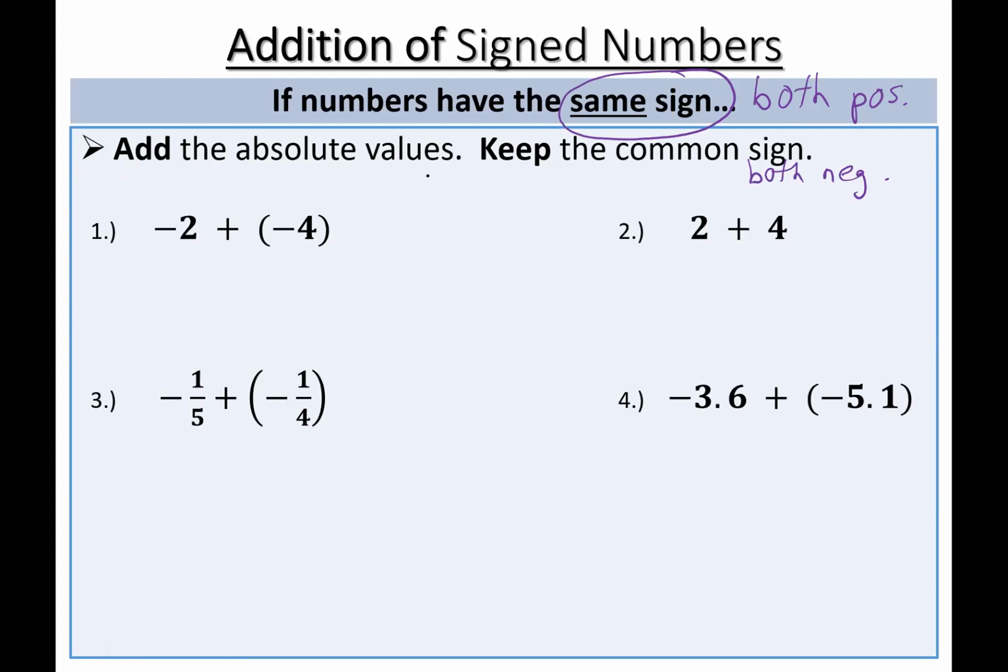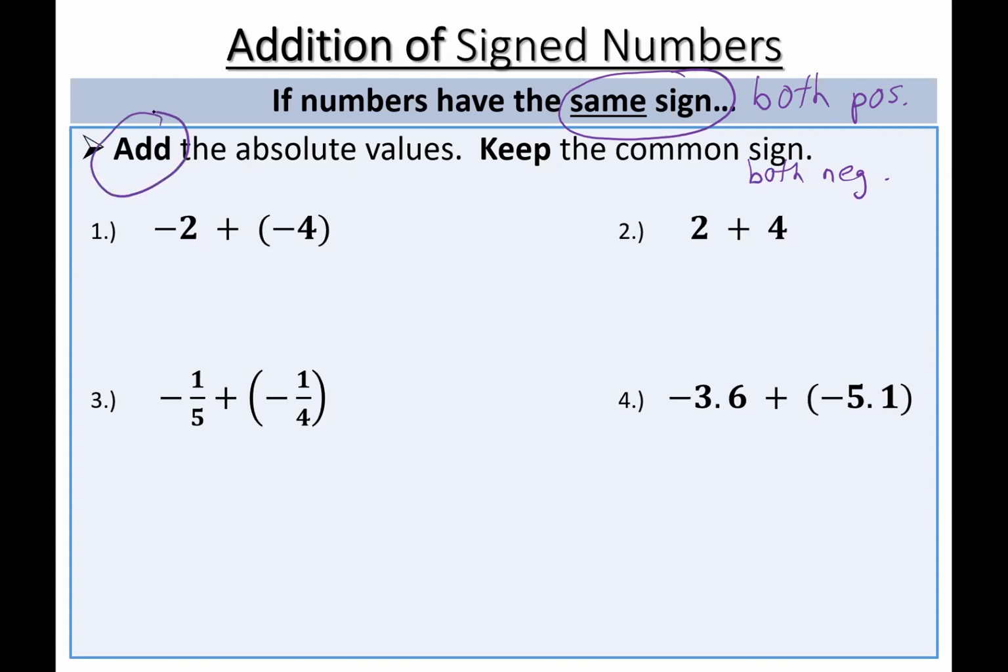Essentially, if you remember, absolute value is distance from 0. So absolute value is always positive. So I take that first sentence to mean pretend each number is positive and add them, then keep the common sign. So if they're both negatives, keep the negative sign. If they're both positives, keep it positive. But the point is, when your numbers have the same sign, we are adding.